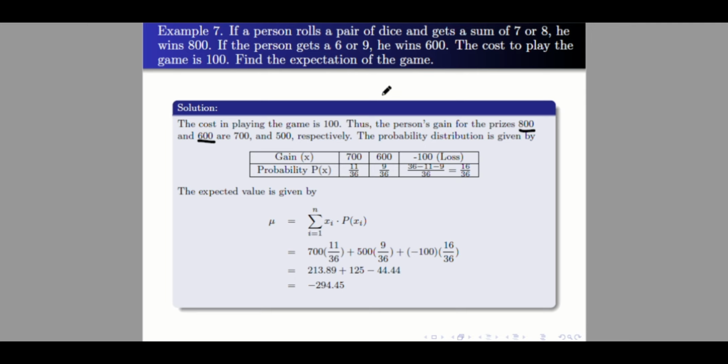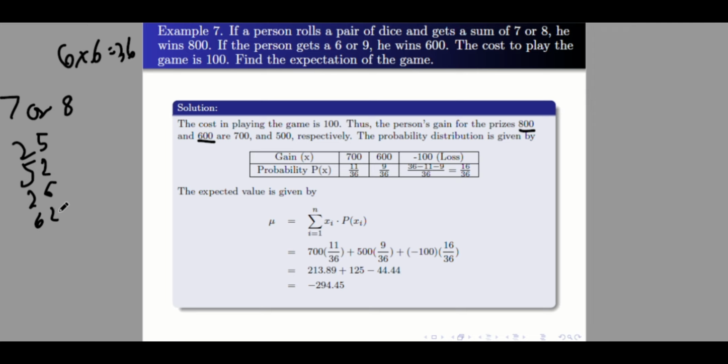Take note that in tossing a pair of dice, the number of possible outcomes is 36. We have 6 times 6: 6 outcomes for the first die, 6 outcomes for the second die. So there are 36 all in all. Now, for the first one, it's a sum of 7 or 8. So what are these? We may have 2, 5, and 5, 2. Then we have 2, 6. We also have 6, 2. So this is 7, this is 7, this is 8, this is 8.